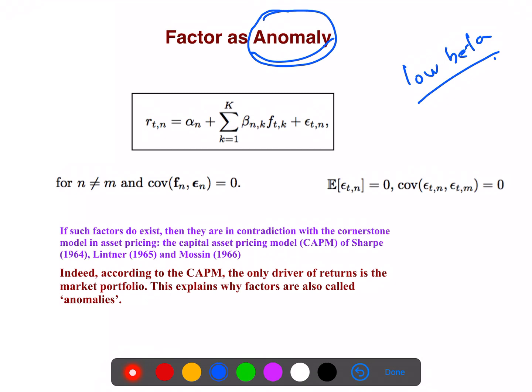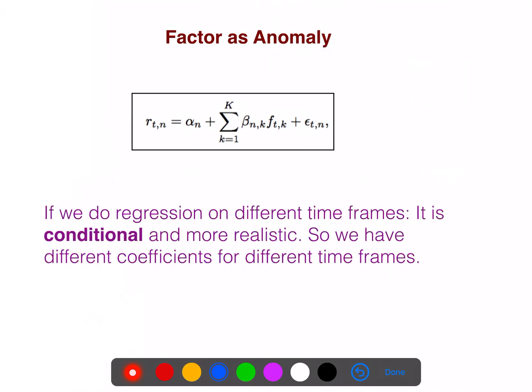So this is just a return, and if such factors do exist, then they are in contradiction with the cornerstone model in asset pricing, the capital asset pricing model of Mr. Sharpe. So indeed, according to CAPM, the only driver of returns is the market portfolio. This explains why factors are called anomalies.